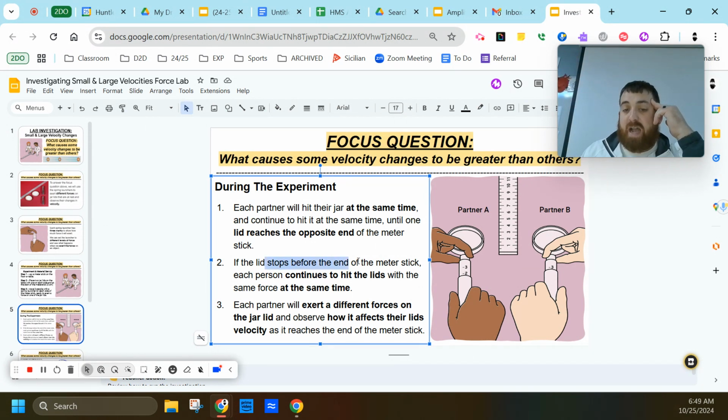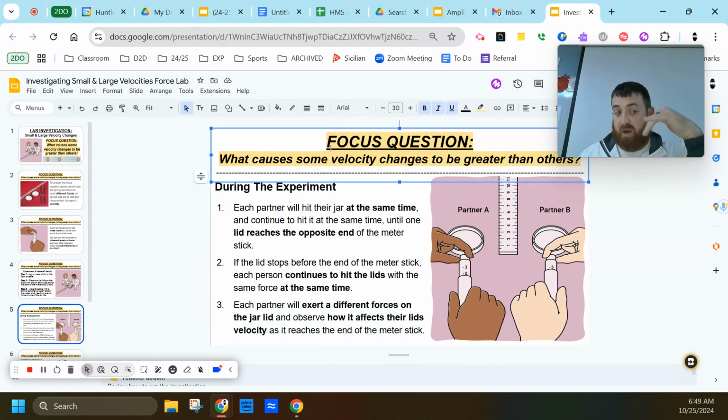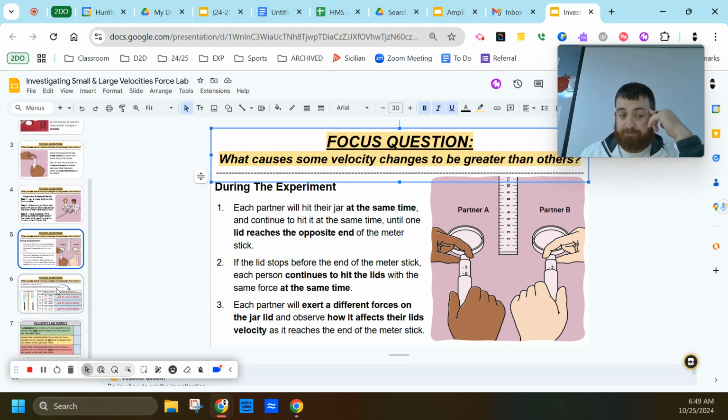If it does stop before the end of the meter stick, each person will continue to hit the lids with that same force that they had. So partner A has force 2, partner B has force 3, and they'll hit it at the same time. If it stops, they'll hit it at the same time until one reaches the end of the meter stick. You'll exert a different force on the jar lids to see how it affects their velocity as it reaches the end of the meter stick. This is going to be key to answering our focus question.